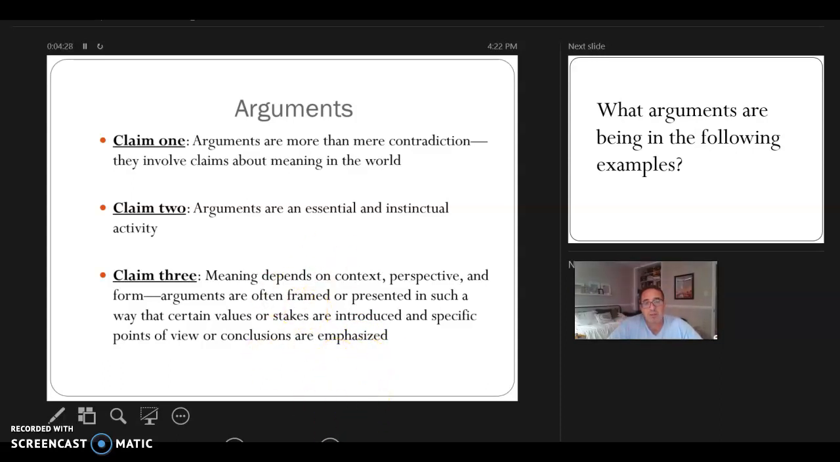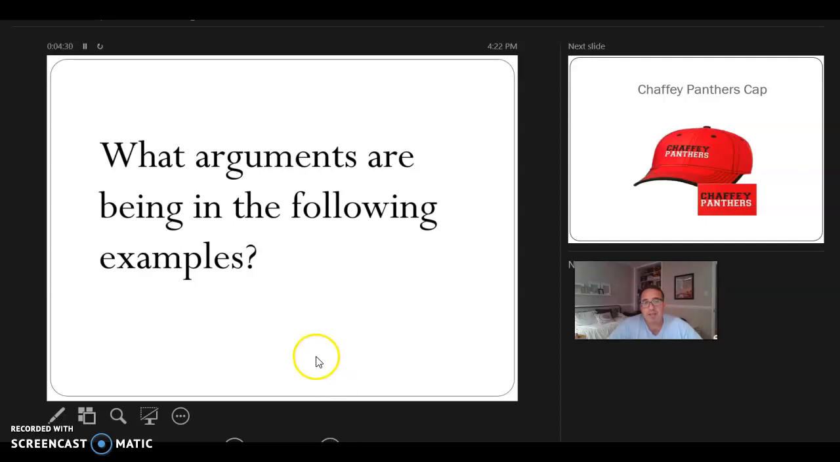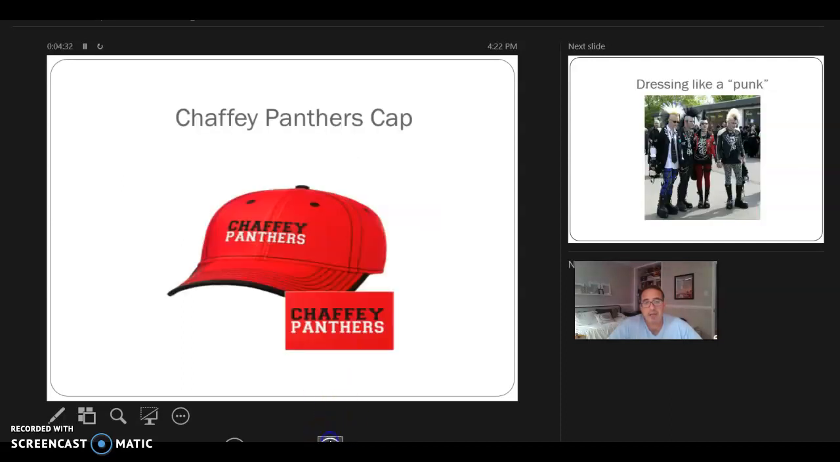So let's look at a couple examples of kind of everyday things and think about the arguments that are being made. Okay, so a Chaffey Panthers cap. If I'm wearing this, I'm making certain arguments. I'm making an argument that Chaffey's a good place, right? I don't wear a hat of a place I hate, right? So I like Chaffey. Maybe I support the sports team, right? Some pretty simple, straightforward arguments.